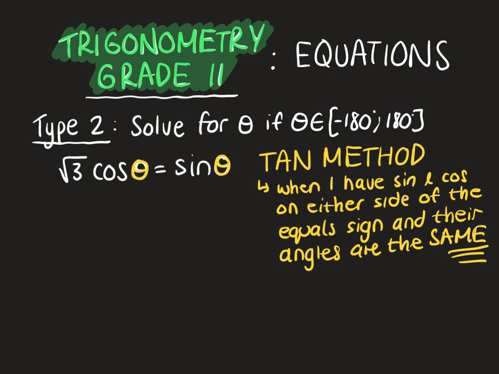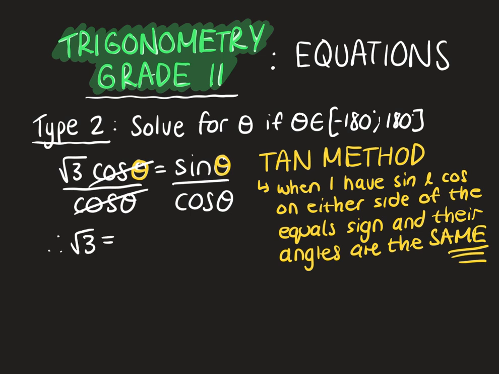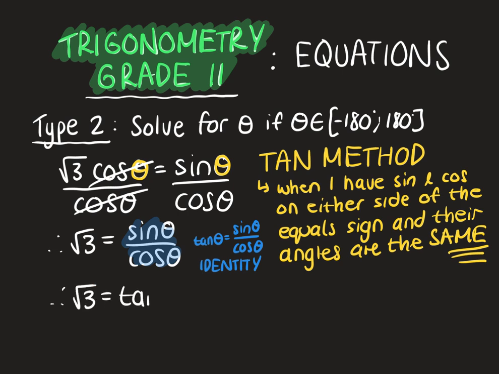Okay. So that is when we use the tan method, and I'm going to show you now what I mean by tan method. Because we have cos and sine on either side and the angles are the same, we can divide both sides by cos, guys. So if I divide both sides by cos theta, those coses will cancel. But then what do I have? I've got root 3. Therefore, I've got root 3 is equal to sine theta over cos theta. Now, surely this looks something like the identity that we are familiar with. What is the identity? Don't we know that tan of theta equals sine theta over cos theta? Yes, so that means we can change it. So therefore, root 3 is equal to tan theta.